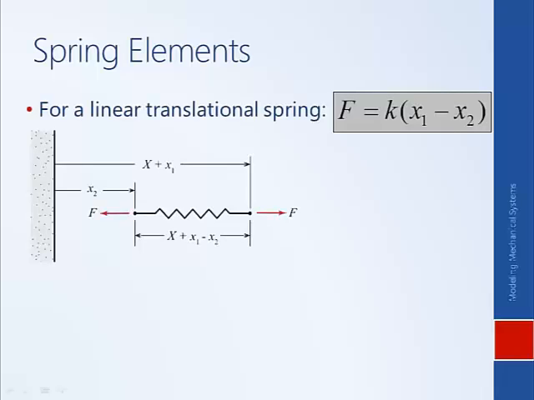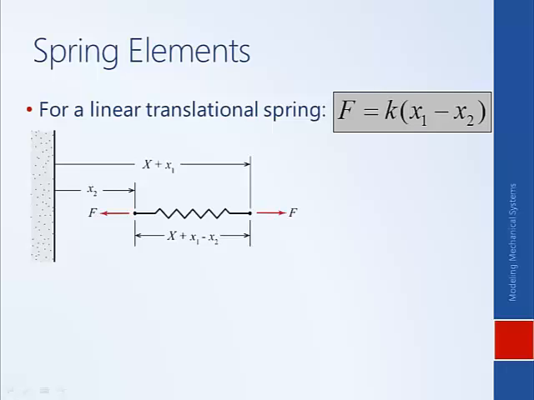The way that we will typically model the force generated by a translational spring is using Hooke's law. That is, the force generated by the spring is proportional to the deformation of the spring. So if we look at this figure, capital X is the undeformed length of the spring, and the total deformation of the spring is the difference in the motion between the two ends. So X2 describes the motion of the left end of the spring, and X1 describes the displacement of the right end of the spring. Therefore, the total deformation of the spring is the difference between the displacement of the two ends, X1 minus X2.